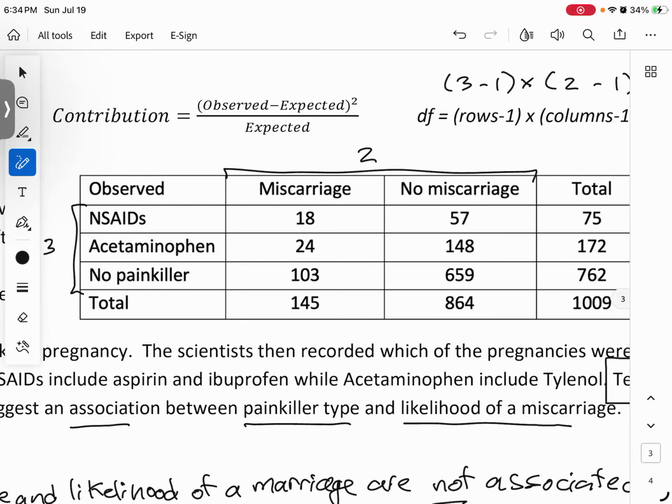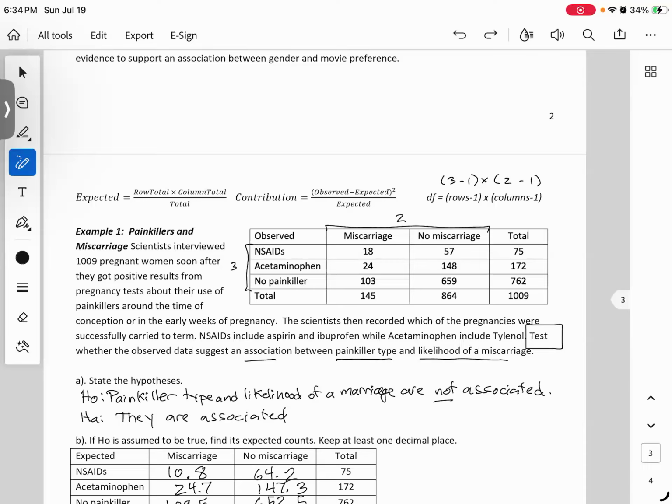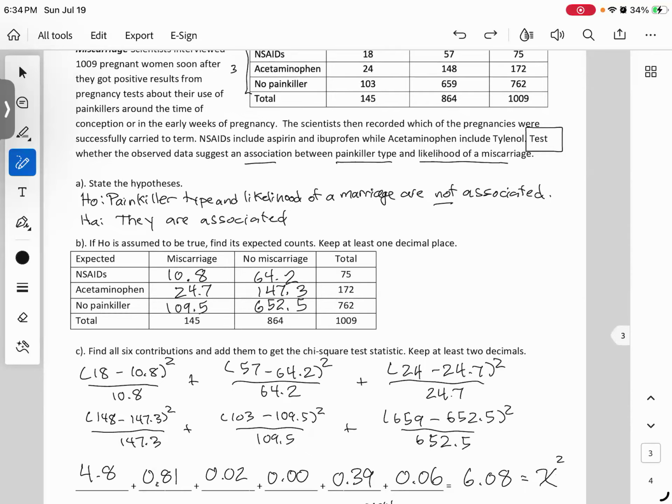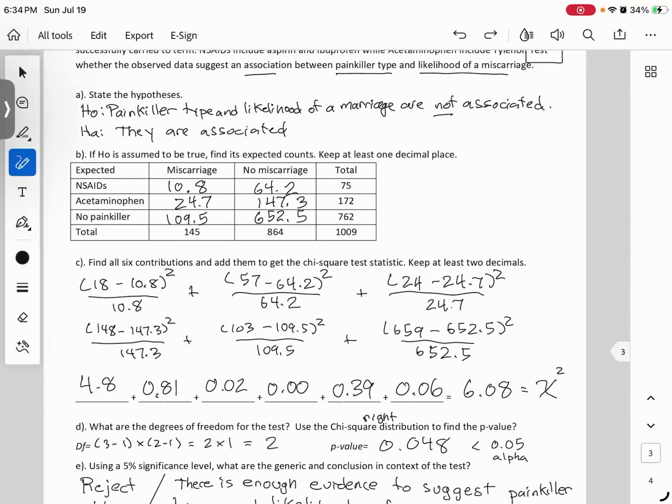So what you would need to do if you were interested in that is to take this data set, convert it into proportions, and then compare the rows to see which of the three options had a higher proportion of miscarriages. And again, it's suggesting that that was maybe not a fluke. But that is it. And we're going to do one more, right?